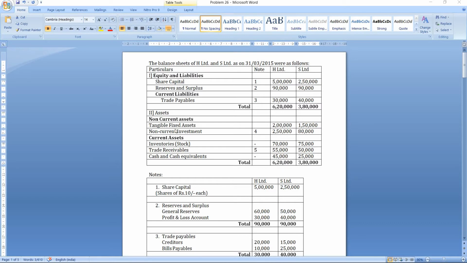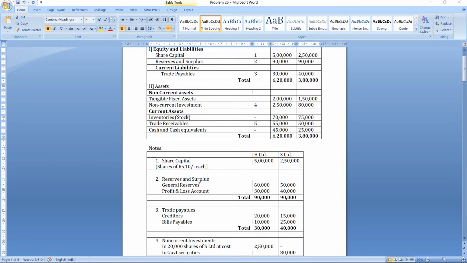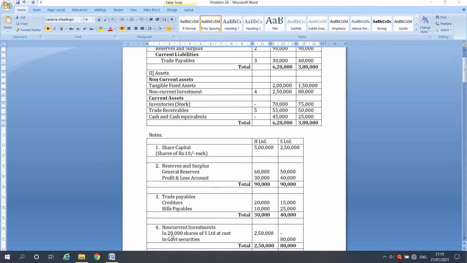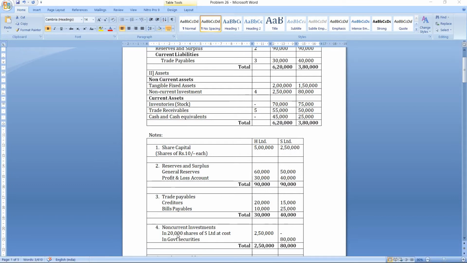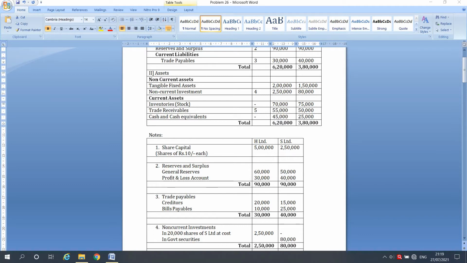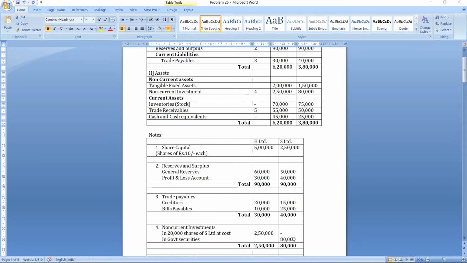Let us look at the assets. Tangible fixed assets are 2 lakh for H Limited and 1,50,000 for S Limited. Non-current investment, here you can see note number 4. In 20,000 shares of S Limited at cost, 2,50,000. Then in government securities, 80,000 is the investment made by S Limited. Then you have stock, 70,000 for H Limited and 75,000 for S Limited.